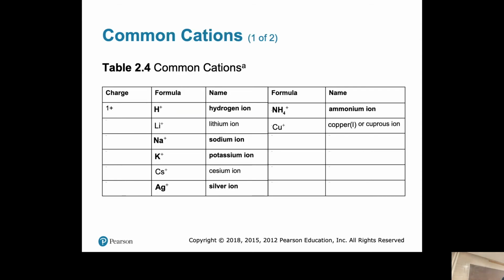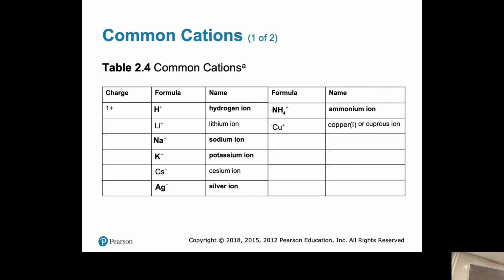So some common cations, right? We already talked about these before. We've got hydrogen here, lithium here, sodium. Notice that the plus sign right there, right? All those tell you what the charge is. All these are +1 charge because they're also in what group? They're group 1, right? And they are alkali metals, right?